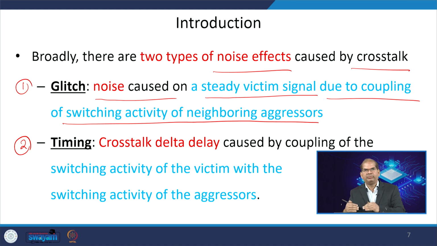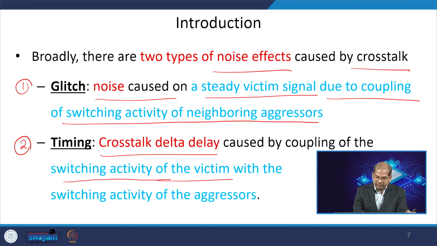During that time it will create a glitch in the victim net. So, in case of timing we will encounter crosstalk delta delay. Why is it happening? Your victim net is switching and the aggressor net is also switching, and the aggressor net will create a delay in the victim net. That is why it is called crosstalk delta delay.